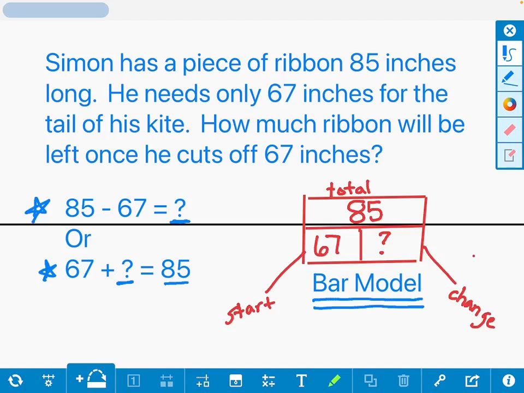But I do want you to pause the video right now, and I want you to figure out the answer to this question. How much ribbon will be left once he cuts off 67 inches from the total of 85 inches? So pause the video and figure that out now.